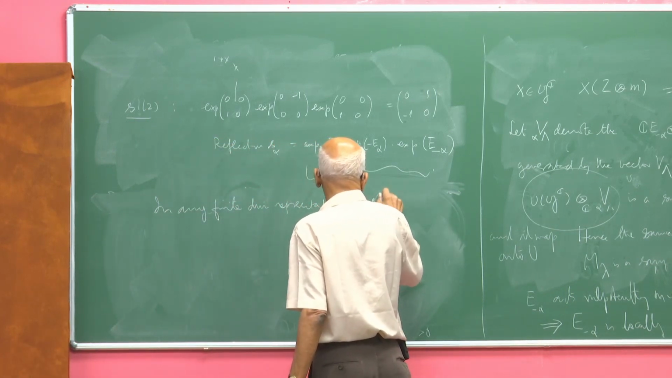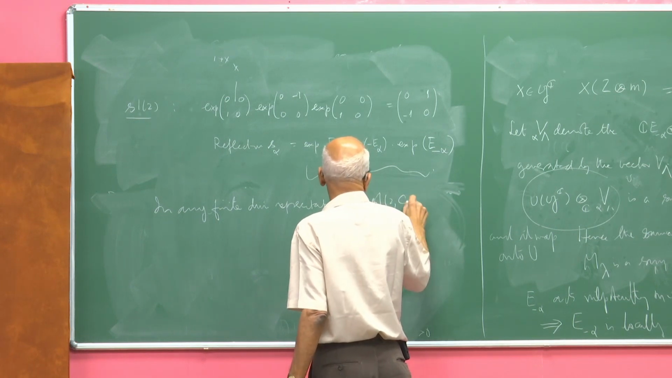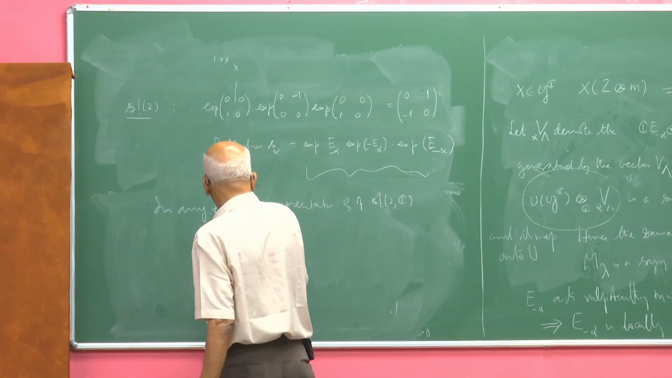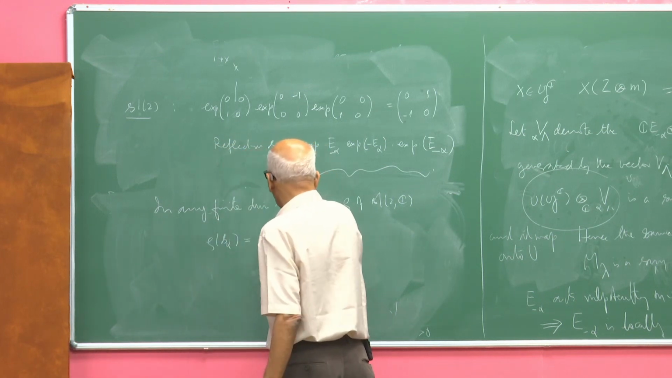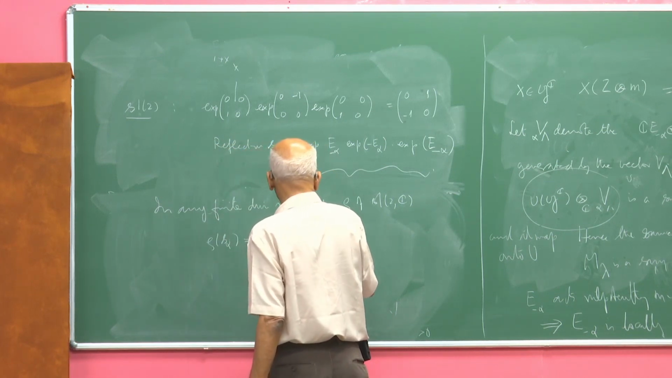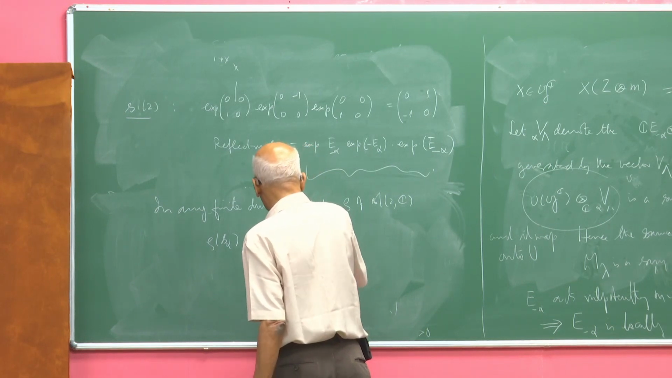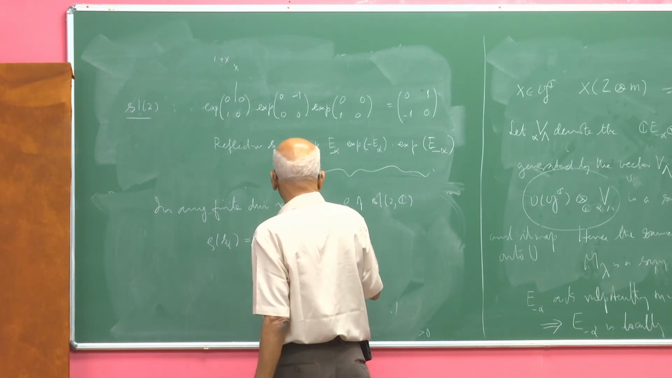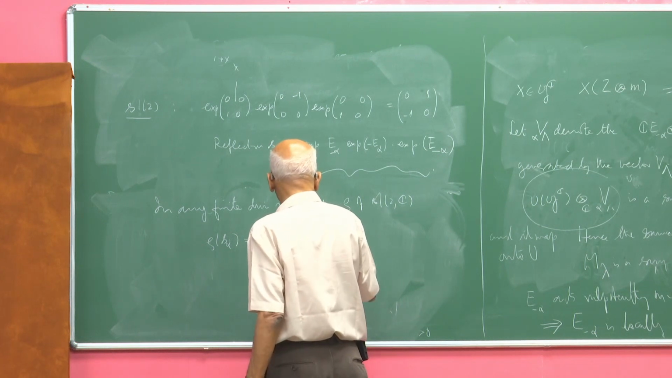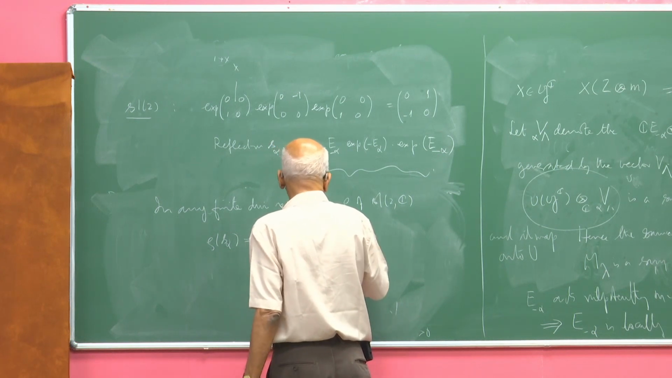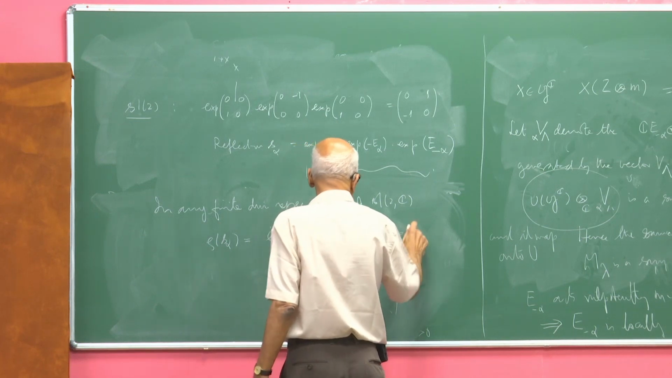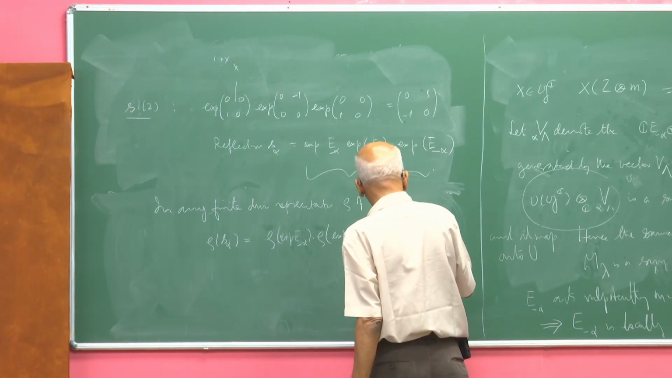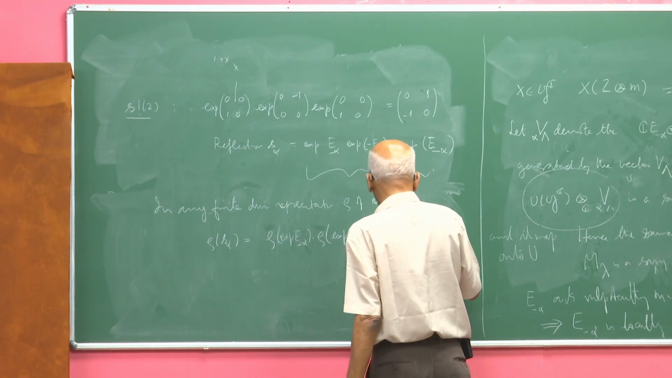rho of SL2C, the 3-dimensional algebra, you find that rho of S alpha is equal to rho dot exp E alpha times rho dot exp of minus E alpha times rho dot exp E alpha.